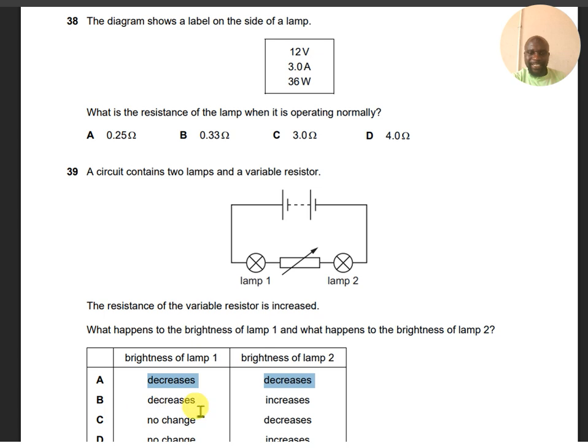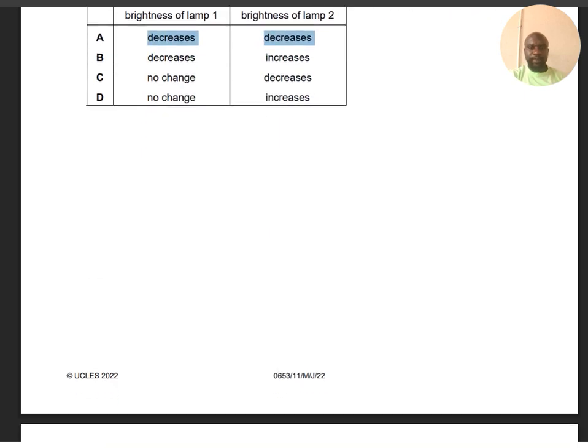Let's check B. Increases. No, no light should increase its brightness if we increase the resistance. No change, decreases. No change, increases. So the only correct answer as expected is decreases, which is A on number 39. Then lastly, which is number 40.